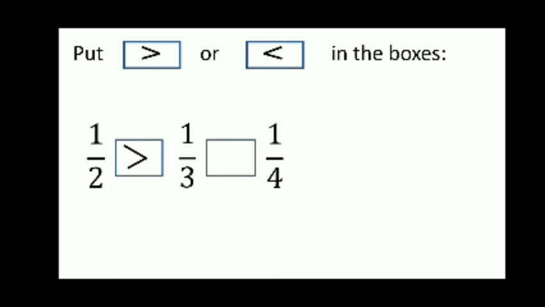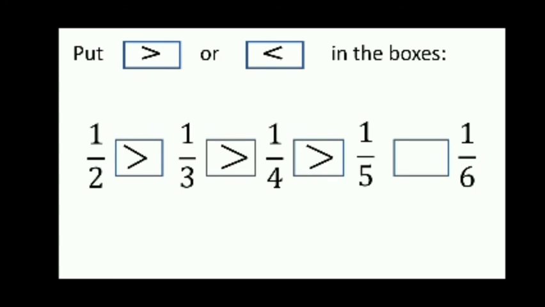Let's compare 1 upon 3 and 1 upon 4. Which is a smaller fraction here? Good, the smaller fraction is 1 upon 4. Let's compare 1 upon 4 and 1 upon 5. Which is a bigger fraction? Yes, 1 upon 4 is a bigger fraction. And let's compare 1 upon 5 and 1 upon 6. Which is a smaller fraction? Correct, 1 upon 6 is a smaller fraction.